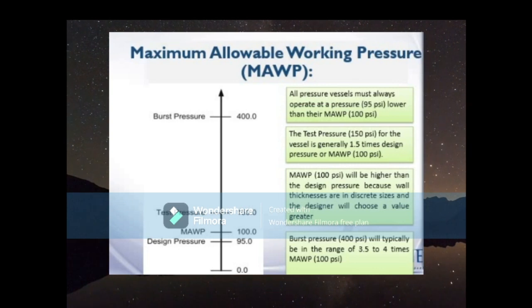The test pressure, 150 psi, for the vessel is generally 1.5 times design pressure or MAWP, 100 psi. MAWP, 100 psi, will be higher than the design pressure because wall thicknesses are in discrete sizes and the designer will choose a value greater. Burst pressure, 400 psi, will typically be in the range of 3.5 to 4 times MAWP, 100 psi.